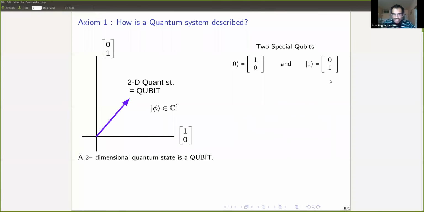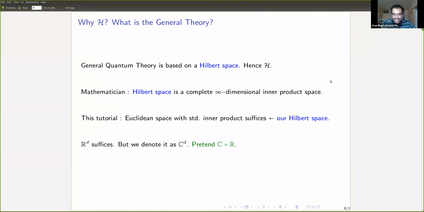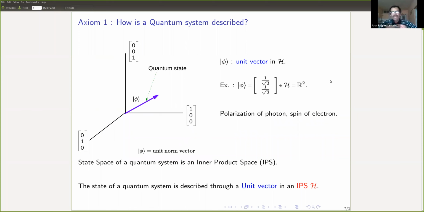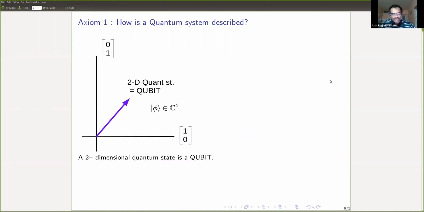So a quantum system is described by a unit vector in the inner product space. Okay, so all of this is part of the first axiom. I'm elaborating it and explaining it to you so that it's easier for you to understand the rest of the presentation.